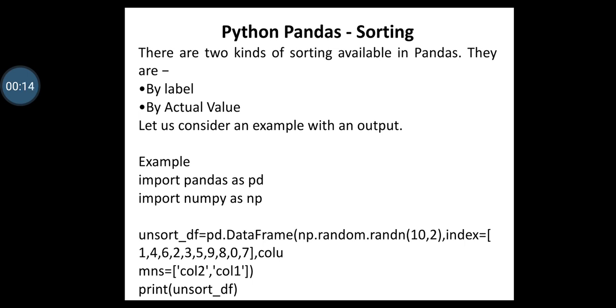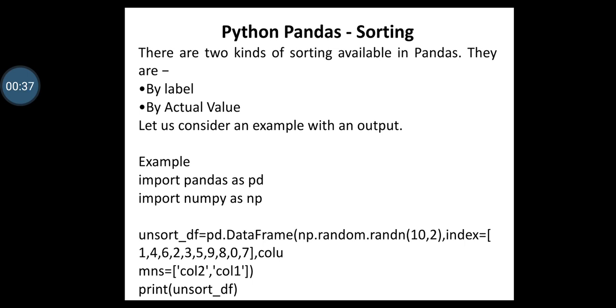Sorting method is basically used to sort the data in a particular form, in ascending order or descending order. In this regard, we have two types of sorting methods, which are used in our e-lecture: by label or by actual value. Let us consider an example.